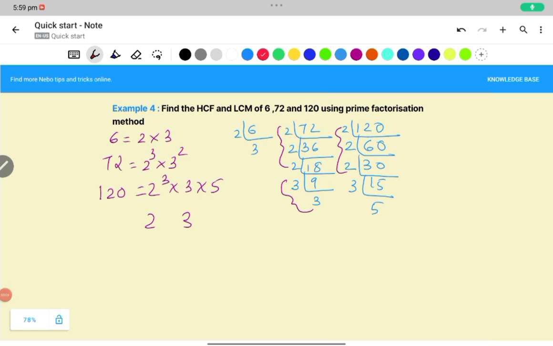Then we have to select the lowest powers of 2 and 3. In the prime factorization of 6, the power of 2 is 1. In 72, the power of 2 is 3. In 120, the power of 2 is 3. So, among these, the lowest power is 1. So, we have to select the lowest power. So, the power of 2 is 1. Lowest power of 3 is 1 here. Then, we have to multiply. So, HCF of 6, 72 and 120 is equal to 2 into 3, that is 6.